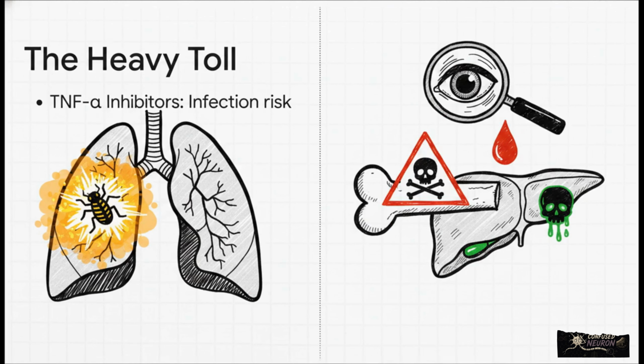Finally, let's look at the heavy toll of our special ops. When you suppress the immune system with TNF-alpha inhibitors, you are swinging the gates wide open for infection. You absolutely must evaluate your patients for tuberculosis before starting these biologics because they can cause a deadly reactivation of latent TB. And for the thiopurines, azathioprine, and 6-MP, they are notorious for bone marrow suppression and hepatotoxicity. You have to monitor their complete blood counts and liver function tests like an absolute hawk.